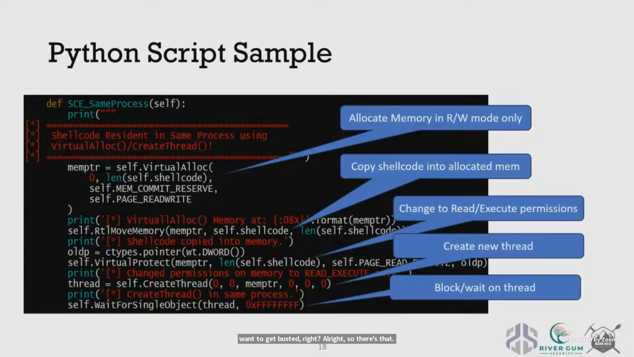Then we create the thread pointing at that shellcode, and then we wait for that thread object using WaitForSingleObject, and we wait infinitely. We're blocking and waiting for as long as we possibly can. That's a 32-bit value at 4 billion or so. It's the very largest 32-bit value we can wait on, okay? And we've created a shellcode thread inside of a Python process, which is, well, kind of awesome, right?